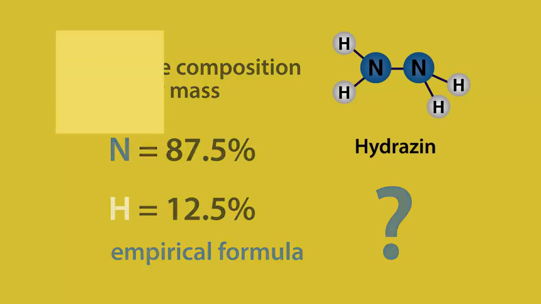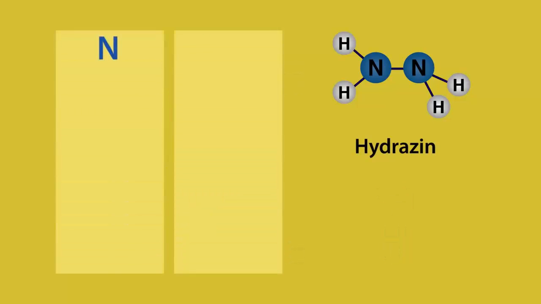Firstly, we have a column for each element: N for nitrogen and H for hydrogen. Then, under each element, we put the percentage composition by mass. So that's 87.5% for nitrogen and 12.5% for hydrogen.